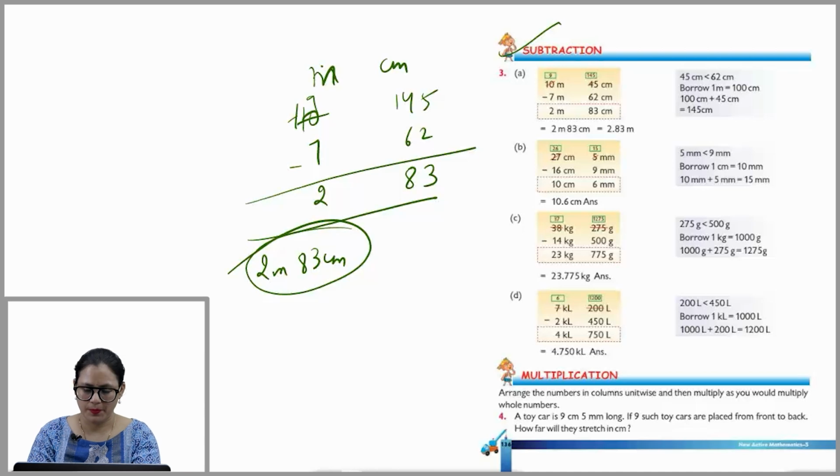Right. Next, multiplication. Arrange the numbers in columns, unit wise, and then multiply as you would multiply whole numbers. A toy car is 9 centimeter 5 millimeter long. If 9 such toy cars are placed from front to back, how far will they stretch in centimeter? So in this case, what will we do? We will multiply these two numbers. Okay, let's have a look.